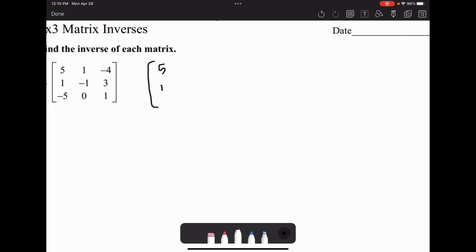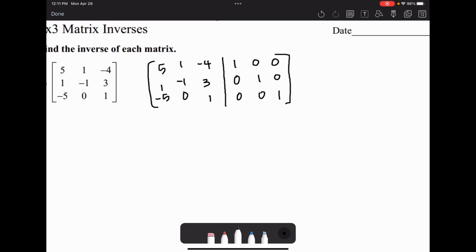Okay, so 5, 1, negative 5, 1, negative 1, 0, negative 4, 3, 1. So we are going to augment that with the identity matrix of a 3x3. The 3x3 identity matrix. And the goal when you are doing the inverse of a 3x3 is that you're going to do row operations until this one becomes the identity matrix, and this will be your inverse. So that's the goal.